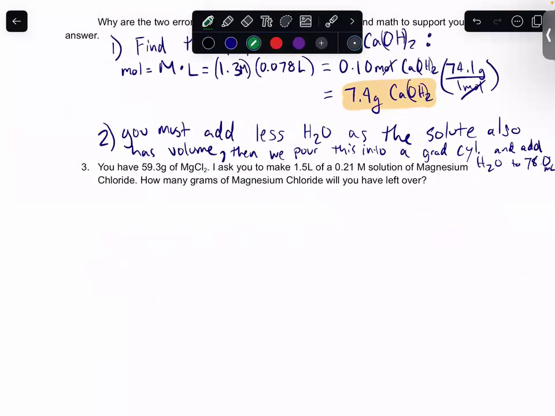All right. Last question. You have 59.3 grams of magnesium chloride. I ask you to make a 1.5 liter solution of a 0.21 molar solution of magnesium chloride. How many grams will we have left over? Ooh, so we're asking about what's left over.